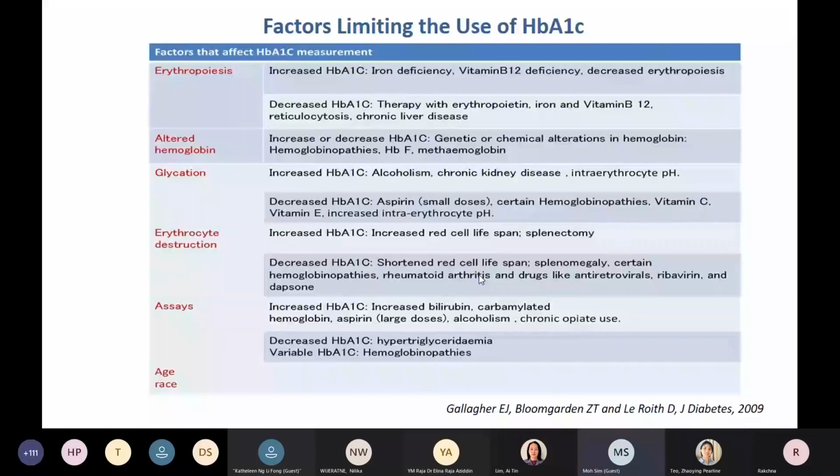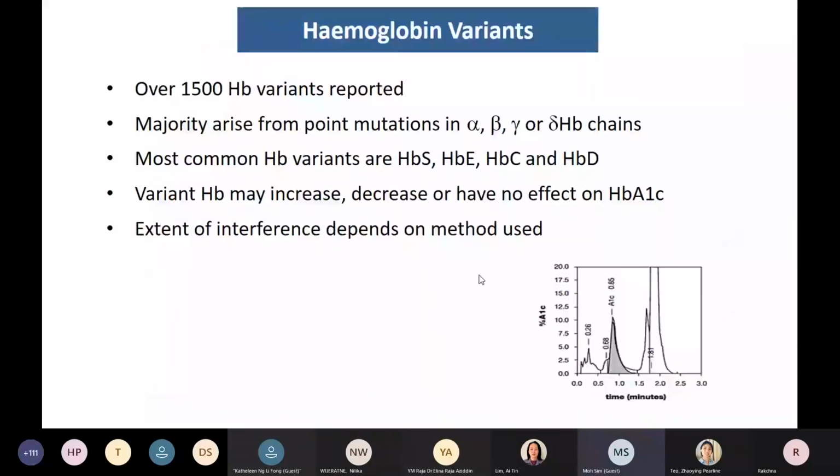Now, one of the things I actually mentioned was hemoglobin variants. So far, there are over 1,500 hemoglobin variants. I think even as I speak, there are probably more and more being discovered every day. The majority of these variants arise from point mutations in the alpha, beta, gamma, or delta hemoglobin chains. The more common hemoglobin variants are HbS, HbE, HbC, and HbD.